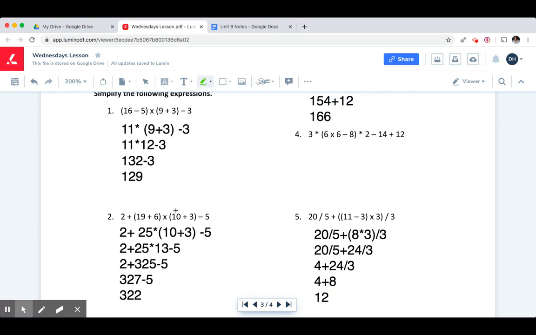We're going to go over the next 2 problems in the second row, numbers 2 and 5. For number 2, we have 2 sets of parentheses here. So we just solve the one that comes first. 19 plus 6 is 25, and I copy everything else. Then I solve the next set of parentheses. 10 plus 3 is 13, and I copy everything else.